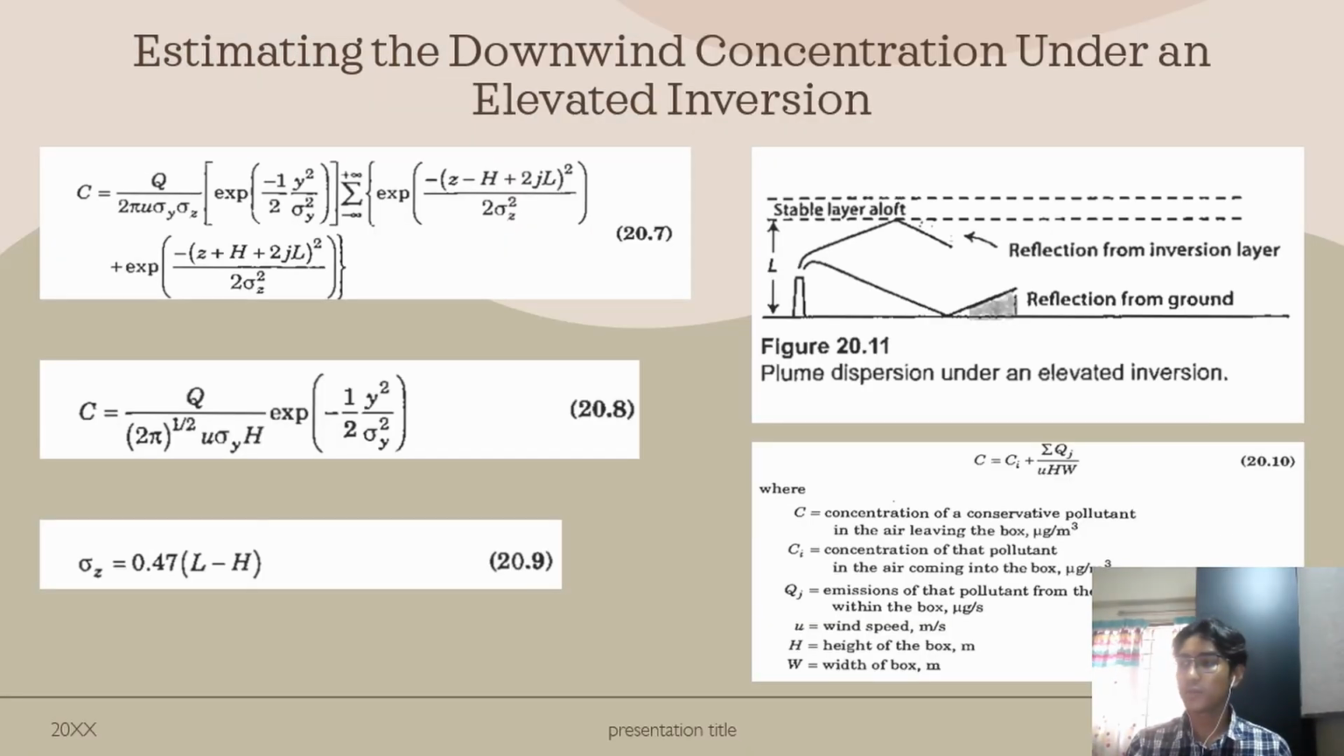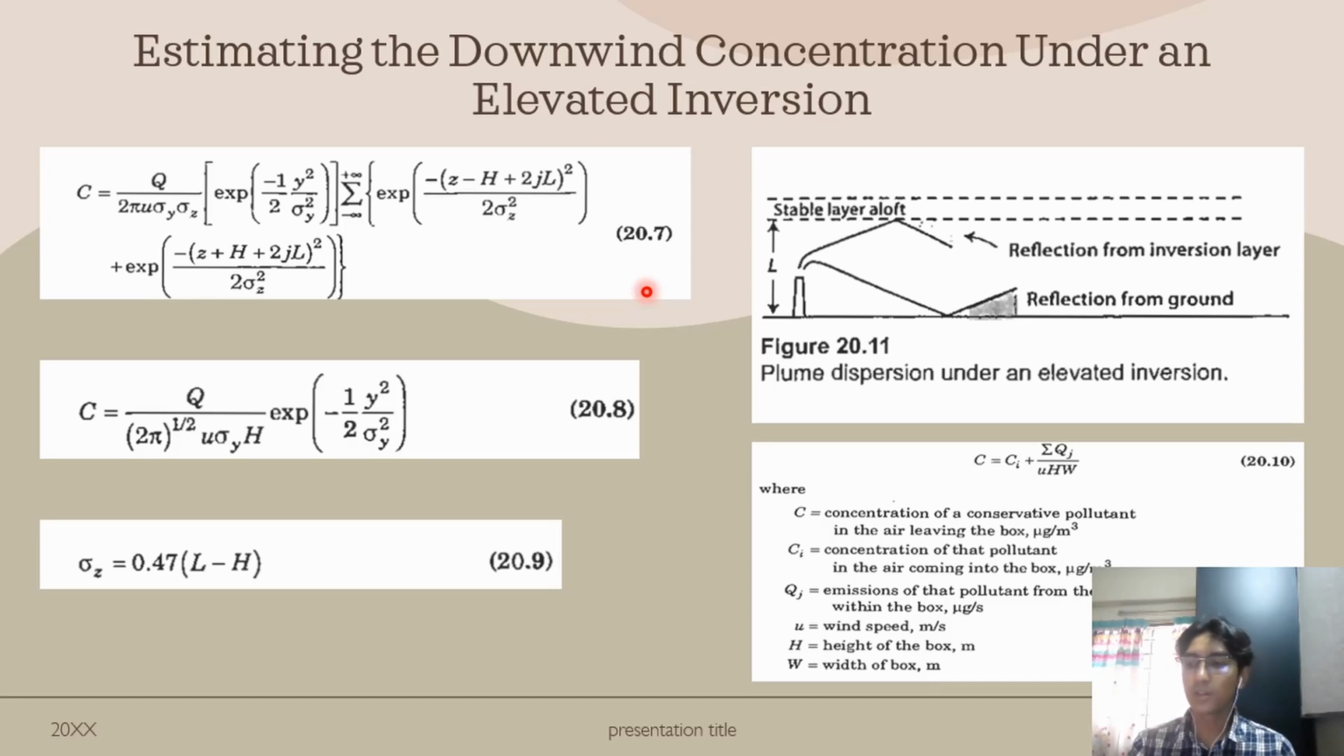An elevated inversion can act as a lid to prevent the upward dispersion of pollutants, as shown in figure 20.11 here. An assumption is usually made that the inversion layer reflects pollutants similar to the way the ground does. The equation that models a trapped plume is equation 20.7, where L is equal to the height from the ground to the bottom of the inversion layer. In practice, it is only necessary to vary the summation index J from -2 to +2 to obtain reasonable convergence.